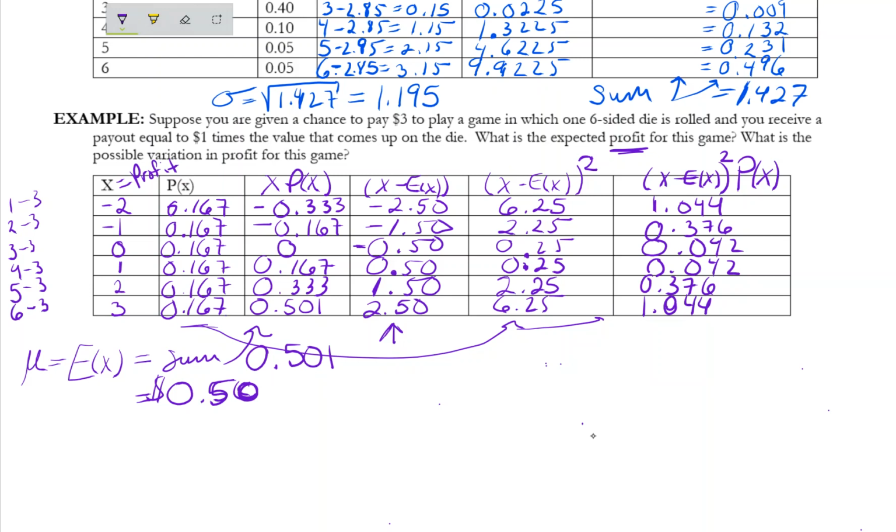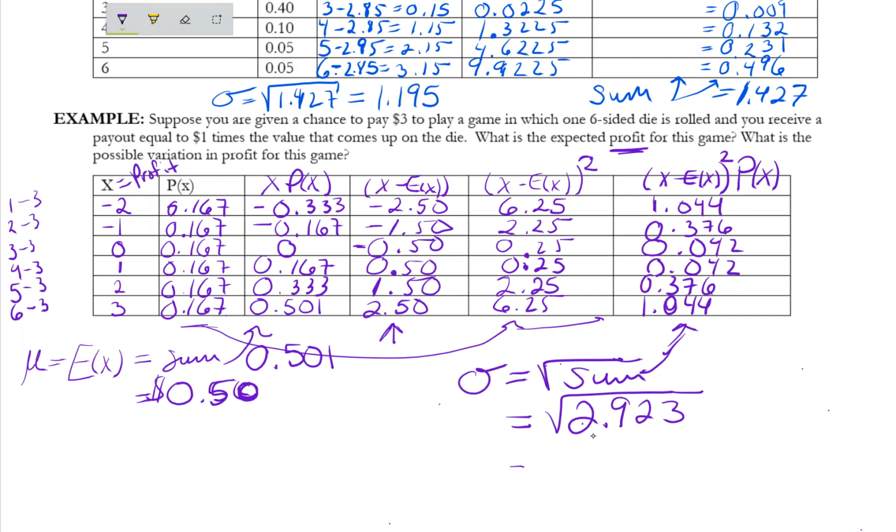All right. Last up, you got to add this all up and then take the square root. So sigma is going to be the square root of the sum of this column. Which if you add up that whole column, you get 2.923. You do the square root, and you get 1.71. So on average, I'll make 50 cents with a standard deviation of just over a dollar, 71 specifically.